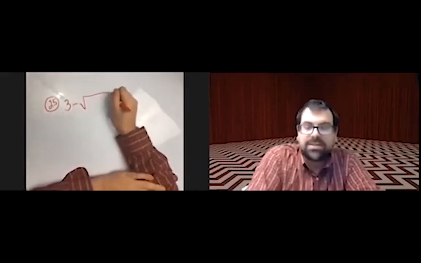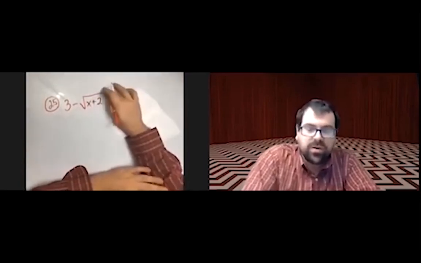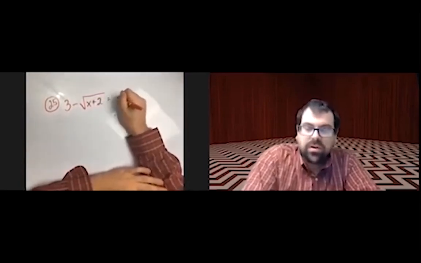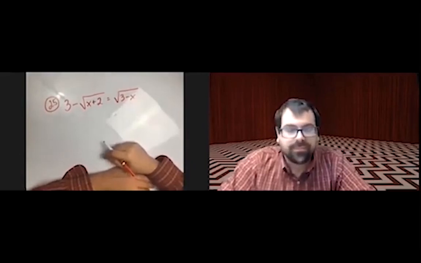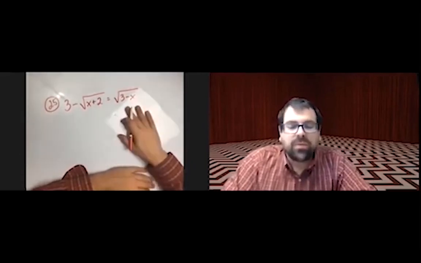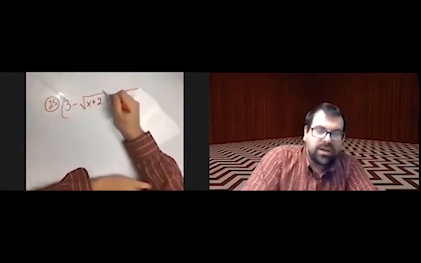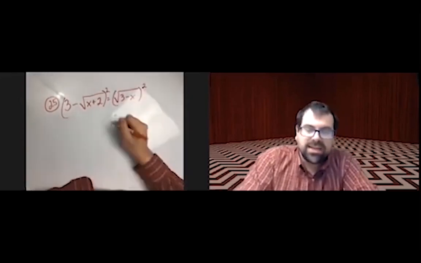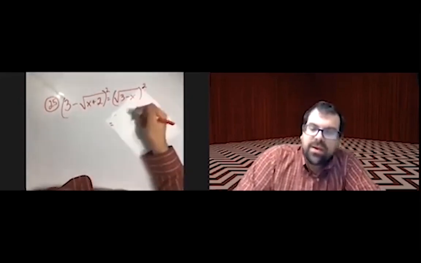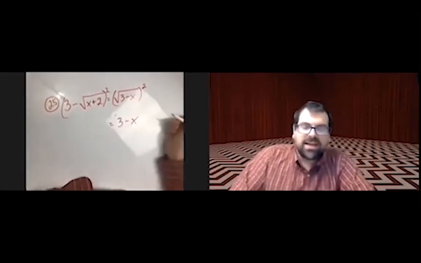Three minus the square root of x plus 2 equals the square root of 3 minus x. We have a radical by itself. That's great. We can square both sides right away to simplify a bit. The radical and the square undo each other. This just equals 3 minus x on the right.